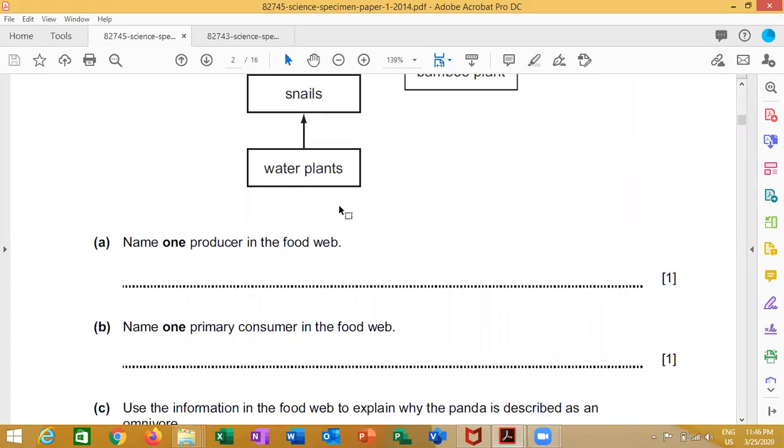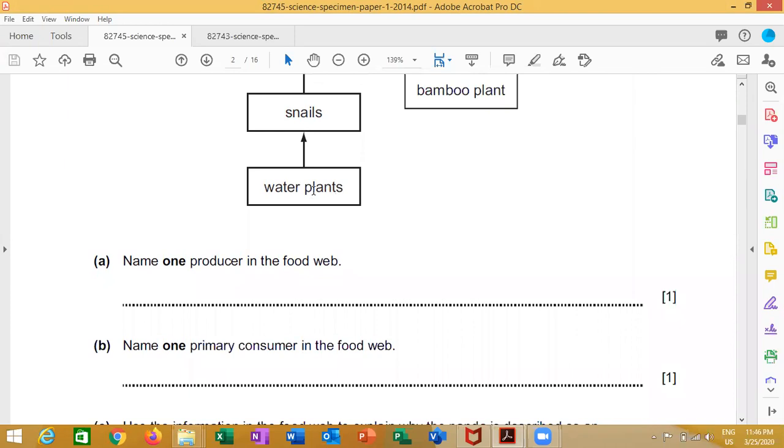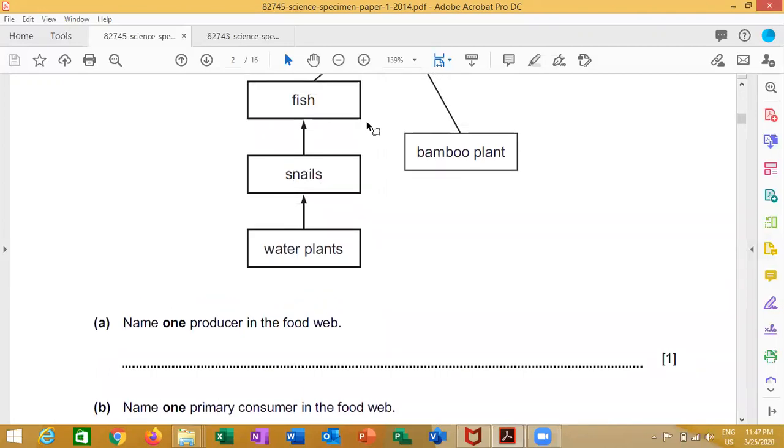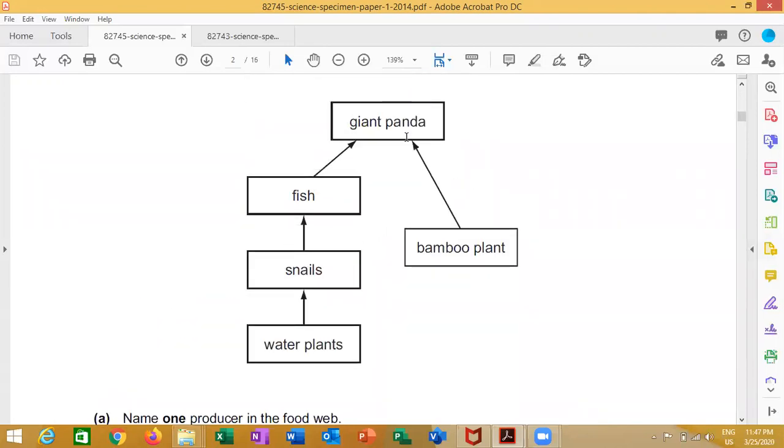I want you to mention one producer in the food web. Here it can be water plants or bamboo plant. Number B, I want you to mention one primary consumer. What is meant by primary consumer? It means the first consumer in the first trophic level in the food chain or food web. So here it should be snails, or according to the other food chain, it should be giant panda.